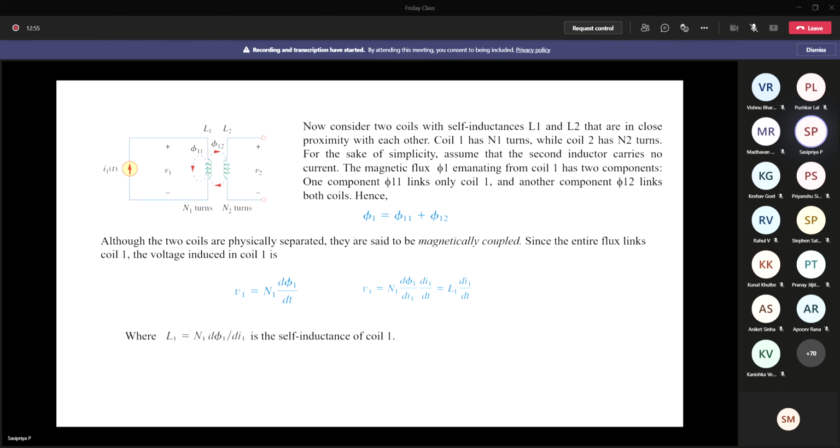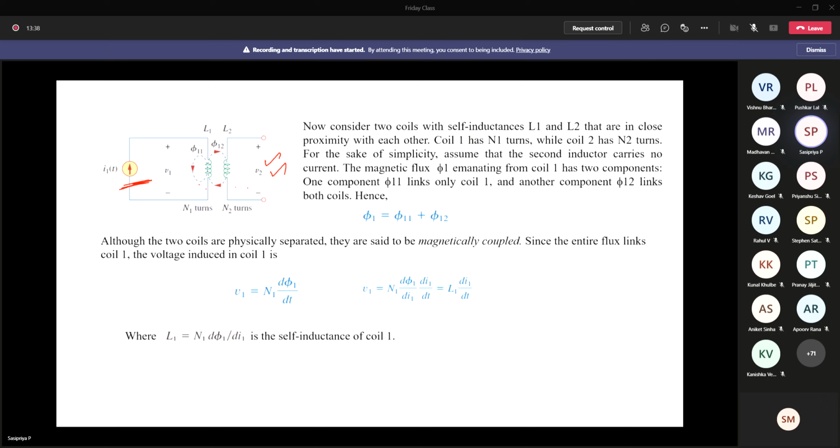Okay, so now let us consider another simple circuit. So here we have two coils placed close to each other. To understand this mutual inductance, only one coil is connected with the electricity, or the current is flowing through only one coil, and the other coil is left open. So to understand this magnetic coupling and the concept of mutual inductance, we are considering a circuit where only one coil has a current flow, and the other coil is just an open circuit.